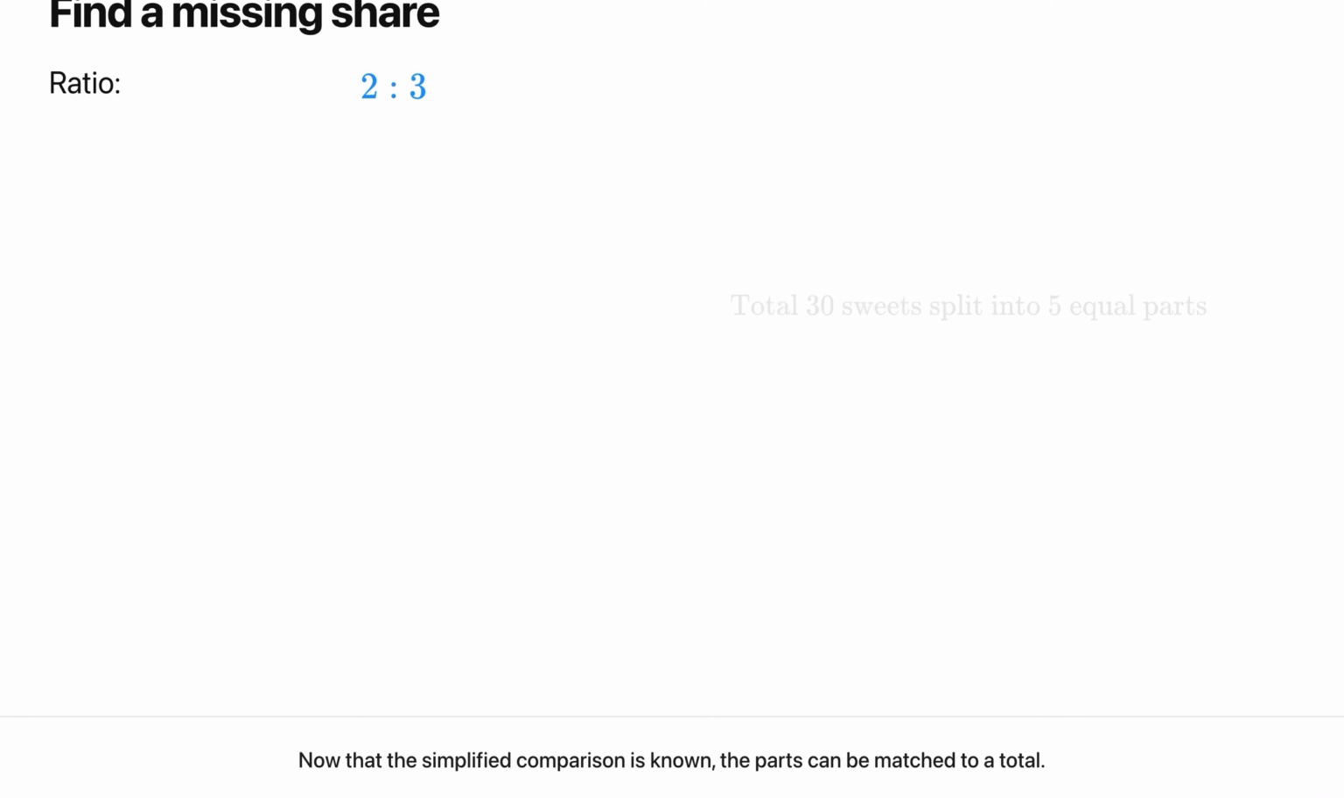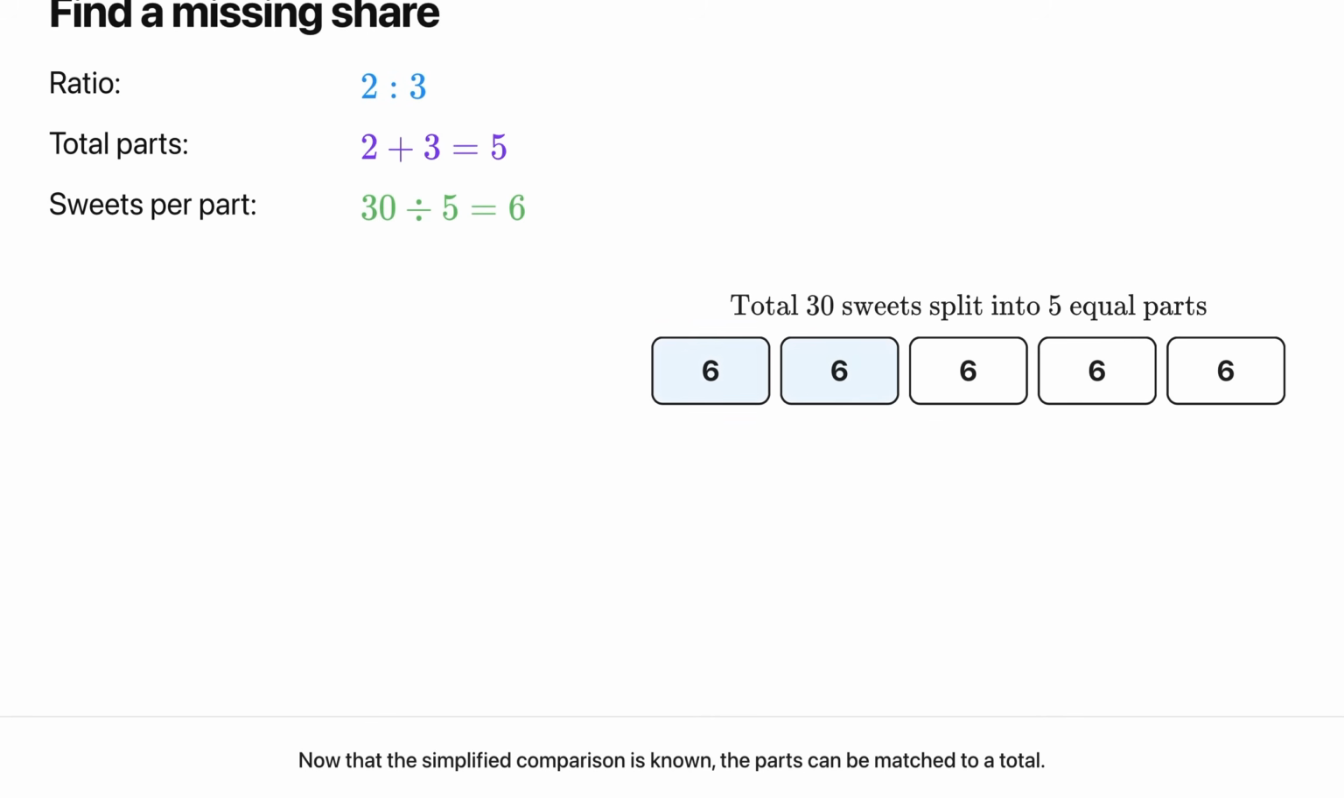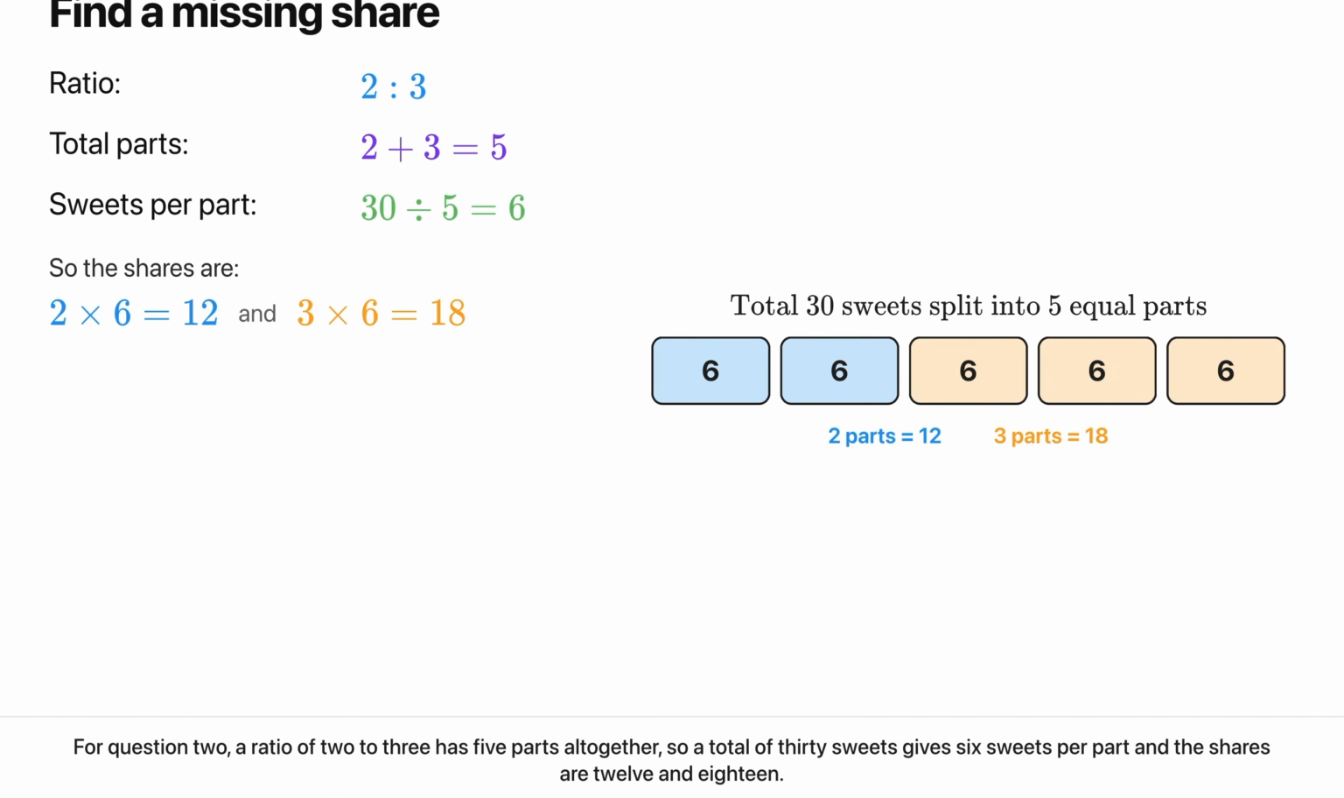Now that the simplified comparison is known, the parts can be matched to a total. For question 2, a ratio of 2 to 3 has 5 parts altogether, so a total of 30 sweets gives 6 sweets per part, and the shares are 12 and 18.